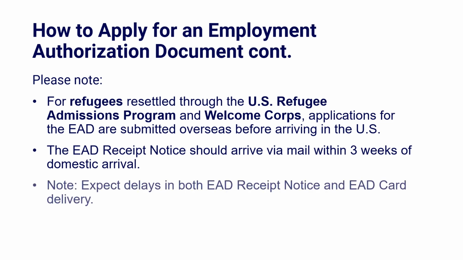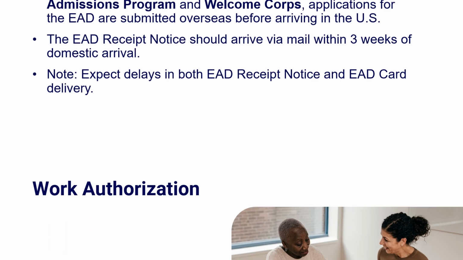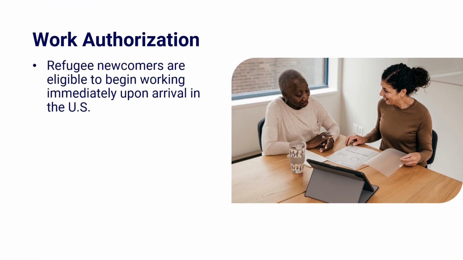Expect delays in both EAD receipt notice and EAD card delivery. Delays could be up to 3 months or longer. Although a Social Security card and EAD are necessary for long-term work in the U.S., newcomers with refugee status are eligible to begin work immediately after arrival. They do not need to wait for a Social Security number or employment authorization document to begin working.